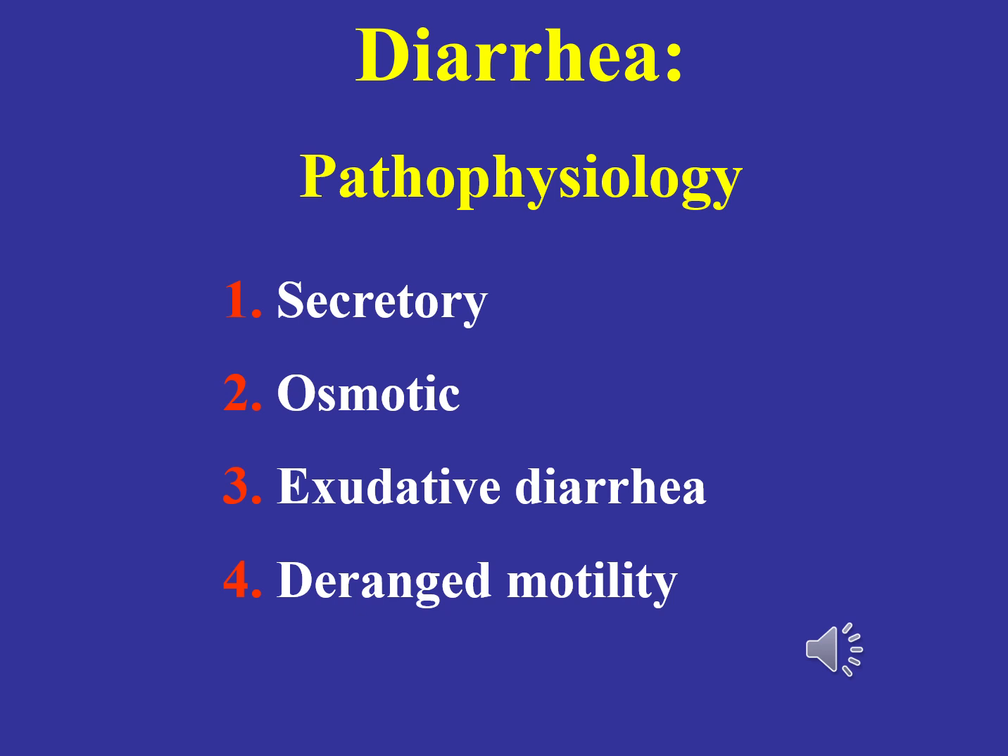And these are first secretory diarrhea, osmotic type of diarrhea, the third is exudative diarrhea, and finally diarrhea secondary to deranged motility. And we are going to discuss each one of those mechanisms.